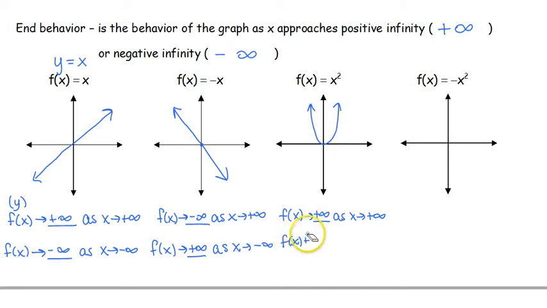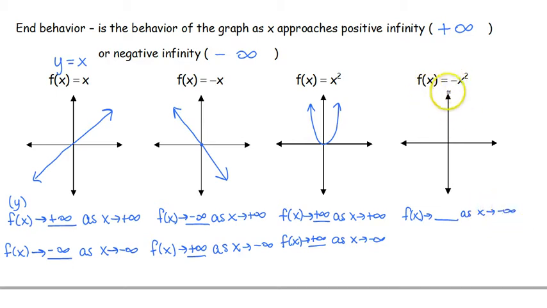Now what happens to y as x approaches a negative infinity? So as our x's get smaller, our y values are still getting larger. So y is still going to approach a positive infinity. Alright, our last one for here. What happens to y as x approaches a negative infinity?